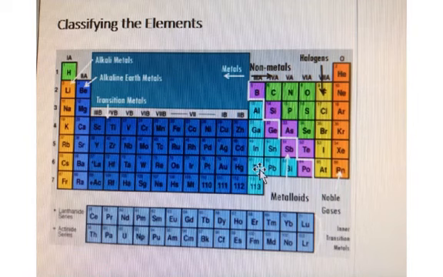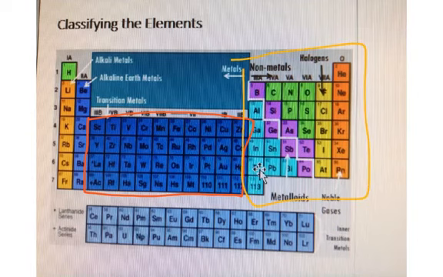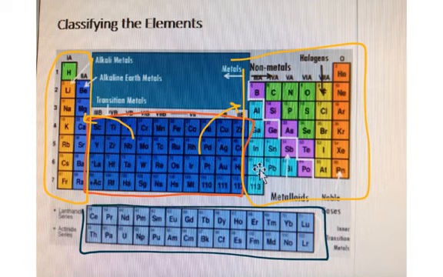All right, so looking at this periodic table, I'm going to outline your transition elements. And what did I say the transition metals do? They act as a bridge between your representative elements. And where are your representative elements? Well, your representative elements are this side and this side. Those are your representatives. So the transition metals are a bridge between your representative elements. Where are your inner transition metals? Well, your inner transition metals are written below here.